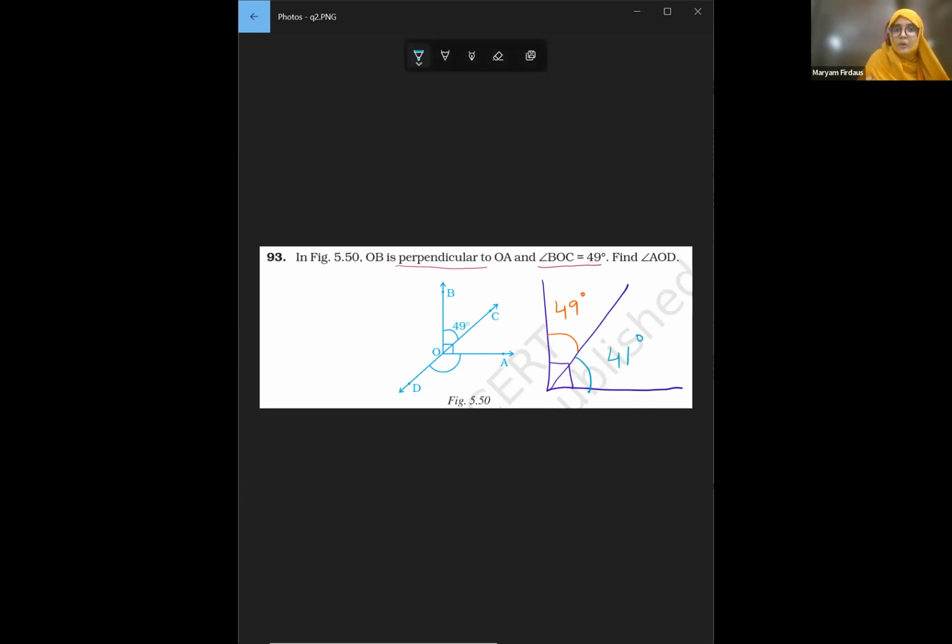So one thing we just found out is that angle COA is equal to 41 degrees. Okay, so now we have three pieces of information. Or basically you can say that we used these two pieces of information to find the third piece, and that is going to help us towards our goal. What is our goal? To find angle AOD.